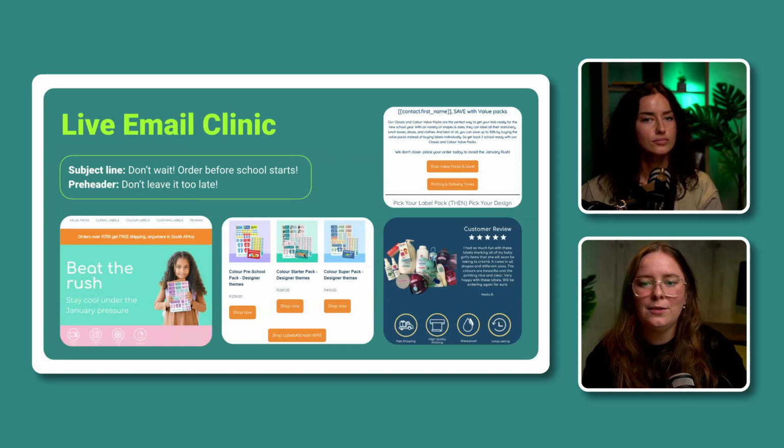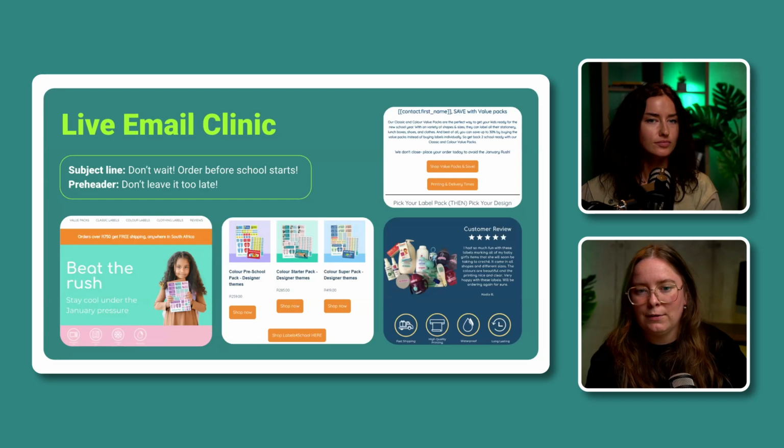It features a student holding a sheet of labels, and there is a personalized dynamic line, which is the first name, save with value packs, and a product benefit driven paragraph. It basically explains how the value packs save money and help you label everything fast. The main CTA is shop value packs and save, followed by a practical secondary CTA for delivery info.